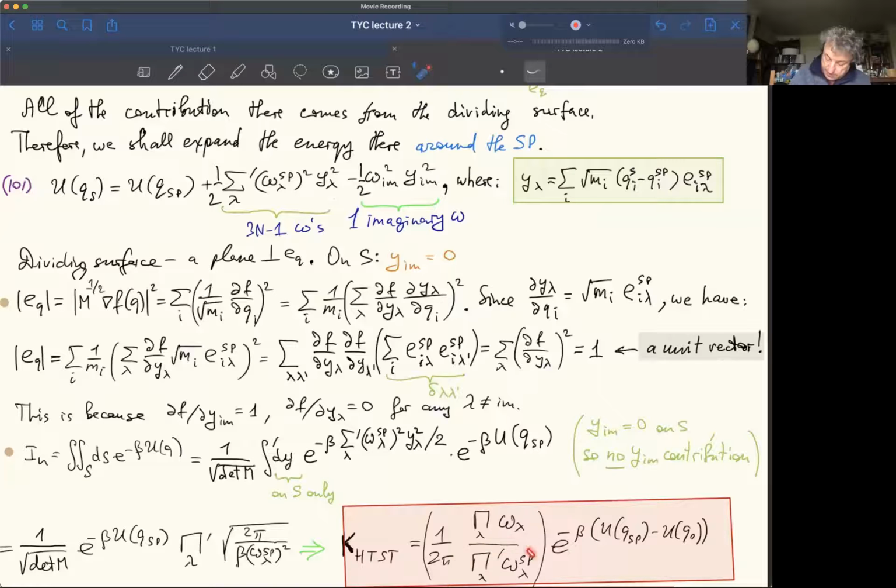So that frequency is not included here. So you have only all the other frequencies, which will all be real and positive. And in the numerator, you have all the frequencies without exception, but at the minimum. Okay. So this is the so-called Vineyard formula.